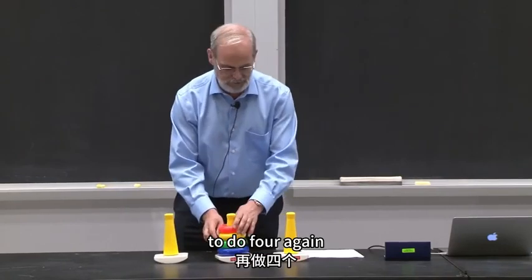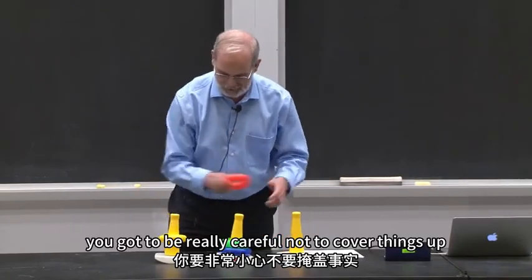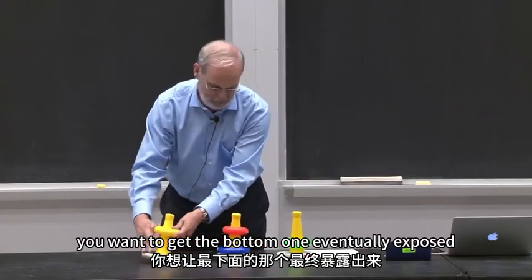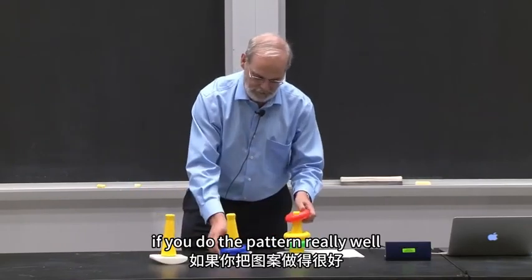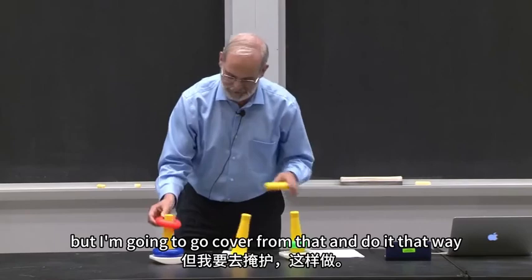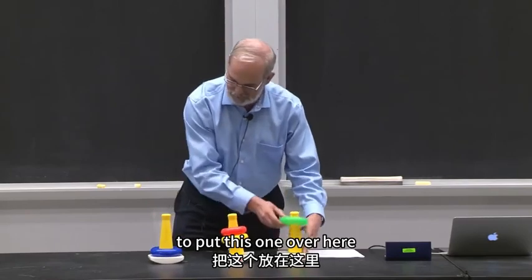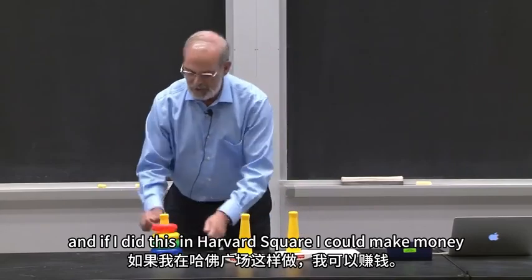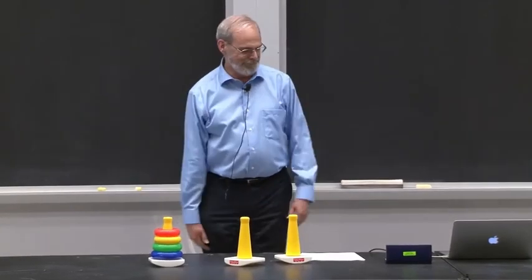All right, you're watching? You've got to do 4. To do 4, again, you've got to be really careful not to cover things up as you do this. You want to get the bottom one eventually exposed, and so you're going to pull that one over there. If you do the pattern really well, you won't notice if I make a serious mistake as I'm doing this, which I just did, but I'm going to recover from that and do it that way to put this one over here, and that one goes there. And if I did this in Harvard Square, I could make money. There you go, right?